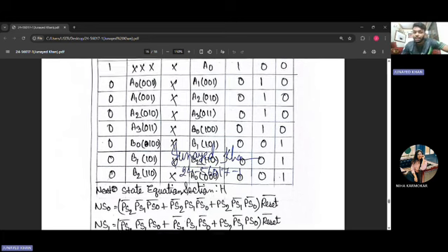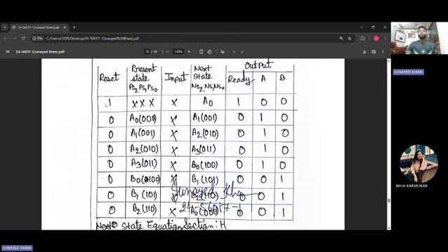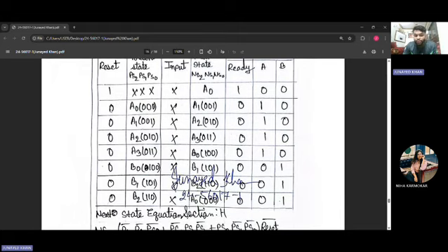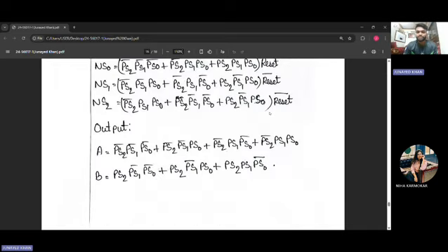Why have we multiplied by reset bar? Because when reset is 1, the system goes to the reset state. If reset is 0, we do not care about it, because the system continues normally. That's why we have to multiply by reset bar, because the normal reset value is 0. That's why we have used reset bar.